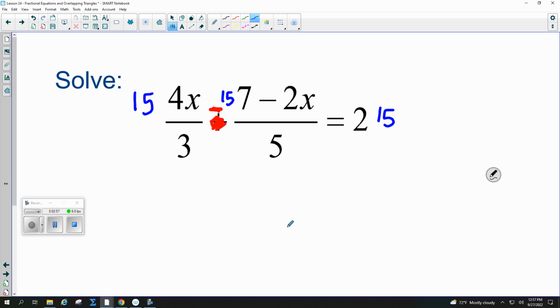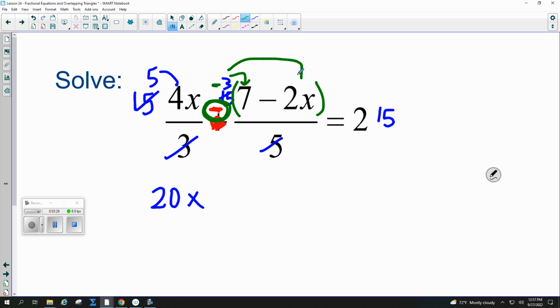So Sophia F, how many times does 3 go into 15? 5. Good. And Christine, now when I multiply, what do I get right here? Good, 20x. Excellent. All right. And Julia, how many times does 5 go into 15 right here? 3 times. And this is where people mess up. You are distributing the 3 to this entire numerator. What else should you be distributing? Yes. So this is really a negative 3.